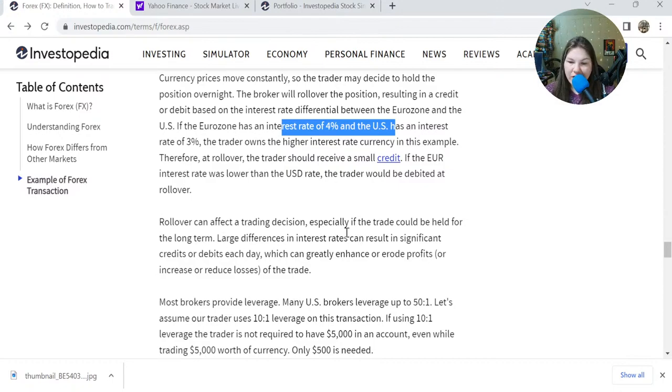Rollover can affect a trading decision, especially if the trade could be held for the long term. Large differences in interest rates can result in significant credits or debits each day, which can greatly enhance or erode profits or increase and reduce losses of the trade.